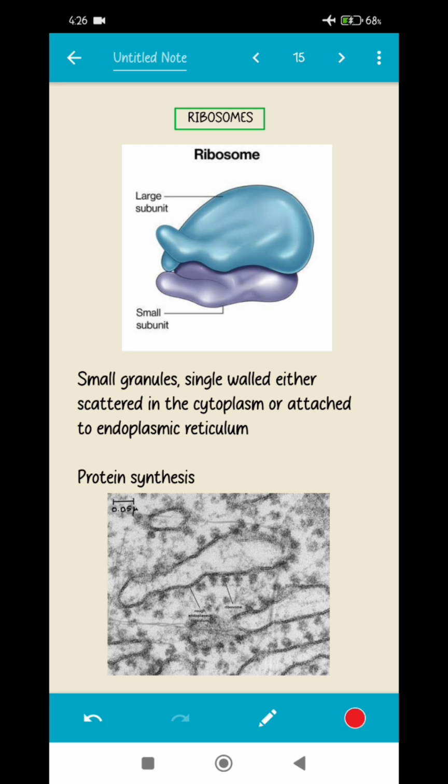So we are going to finish the session here today. In the next lecture, we are going to discuss the remaining cell organelles, and next year we are also going to see what the major difference is between plant cell and animal cell.